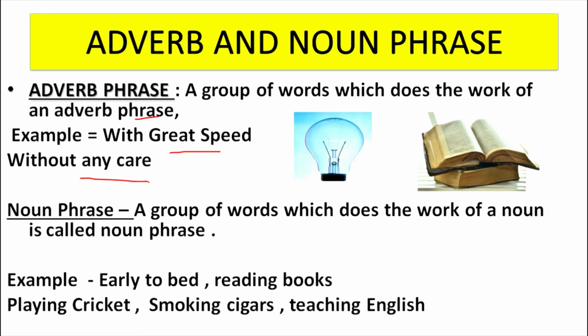The third phrase is the noun phrase. Phrases are just groups of words which do not make complete sense, and they differ from clauses, as these are small and need to be completed by adding something. I hope you are getting the difference and what phrases are. A group of words which does the work of a noun is called a noun phrase. Examples: early to bed, reading books, playing cricket, smoking cigars, teaching English. These are noun phrases.